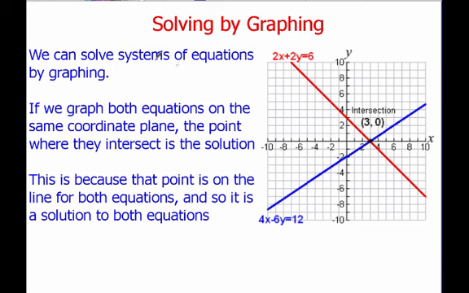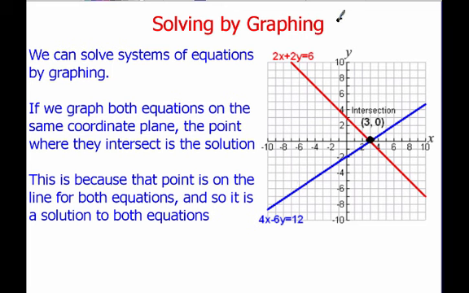So we can solve our system of equations by graphing. Here I have two equations. I have 2x plus 2y equals 6, and I've graphed it. And I have 4x minus 6y equals 12, which is graphed here in blue. If we graph them both on the same coordinate plane, then the point where they intersect, right here, 3, 0, that is the solution to the system because it is a solution for both equations. It's a point that's on both lines.